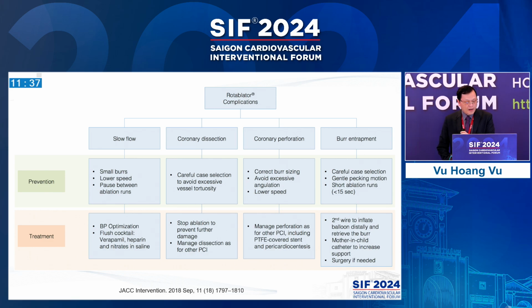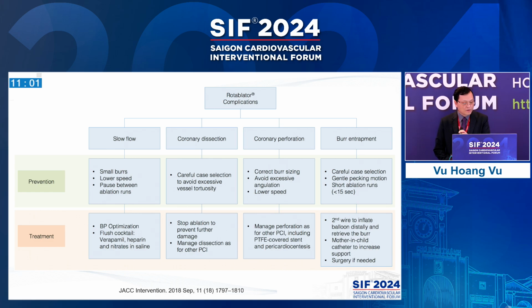And how about the complications? We know that slow flow, coronary dissection, coronary perforation, and burr entrapment are common complications of rotablation. So how to prevent them? For slow flow, we use a small burr and lower speed. In our center, if the blood pressure before the procedure is under 120, we may use noradrenaline to keep the blood pressure up before we do the rotablation. Also, we use atropine frequently before the rotablation.